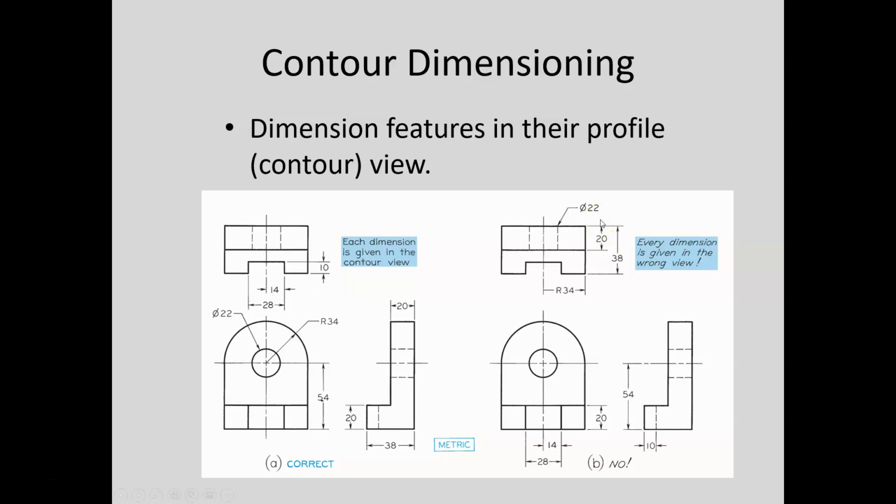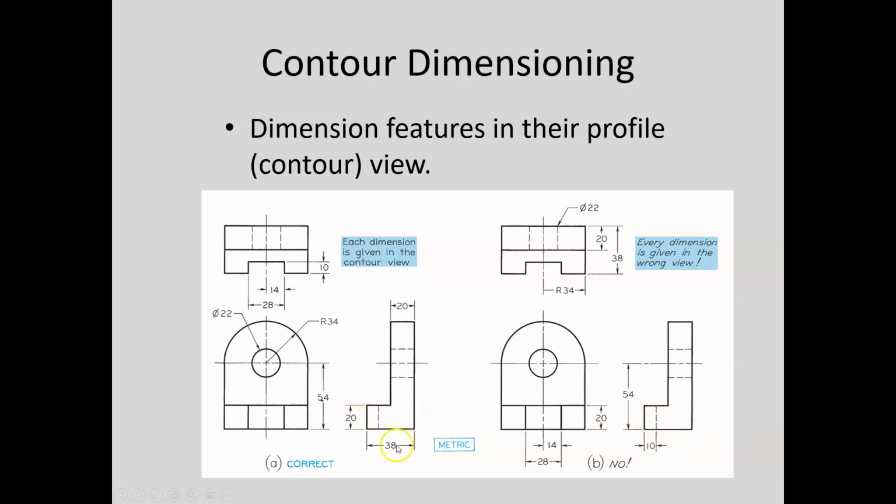One of the most important rules for dimensioning is the contour rule. Okay, contour dimensioning means that we dimension features in their profile or contour view. So if we look over here on the right hand side, this is where we see bad dimensions. Okay, so this 20 millimeters for this, see the feature that we're dimensioning? It's kind of hard to understand what it is, right? In this view, we don't see much of this feature. We see this feature in this view right here. This dimension should be applied in this view as we see it right here.